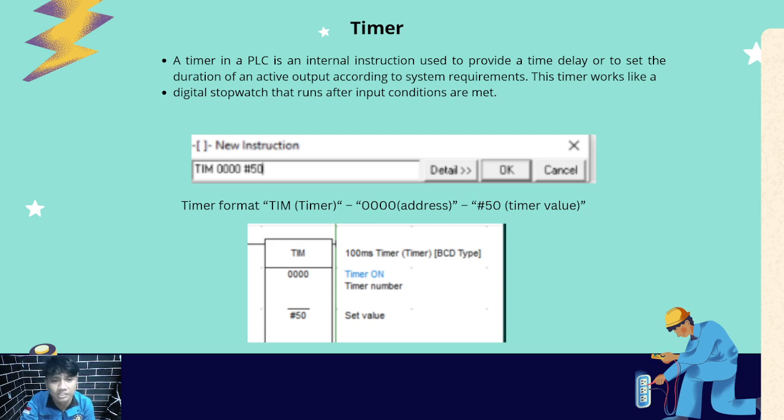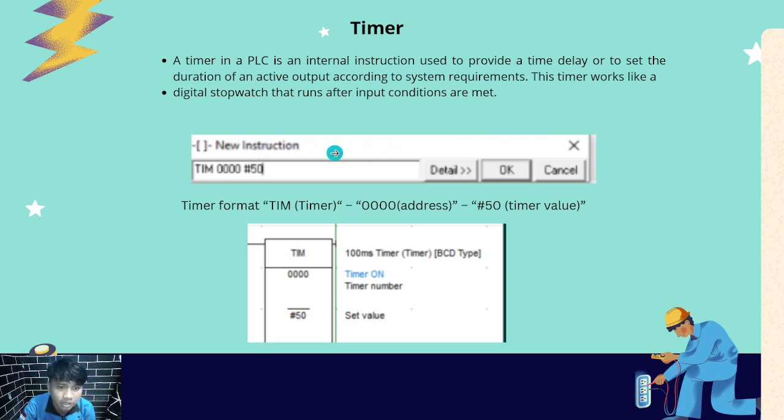Timer definition. A timer in a PLC is an internal instruction used to provide a time delay. The delay in a PLC is used to set the duration of the active output according to system requirements. This timer works like a digital stopwatch that runs after the input conditions are met.